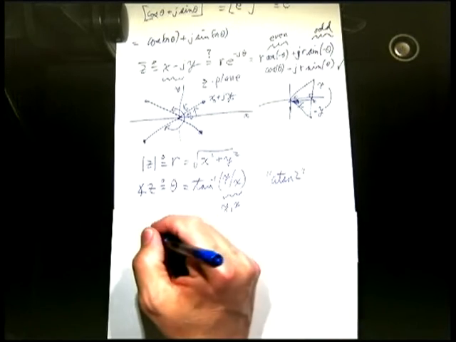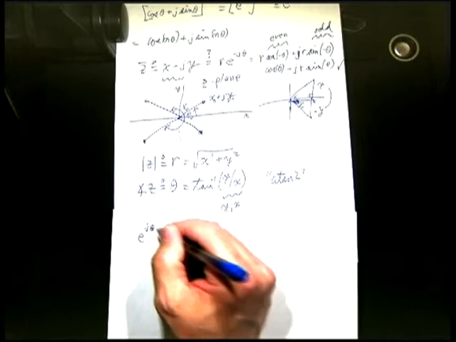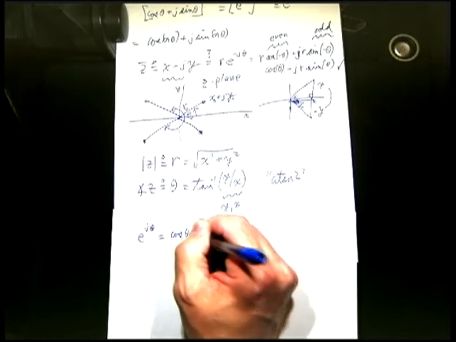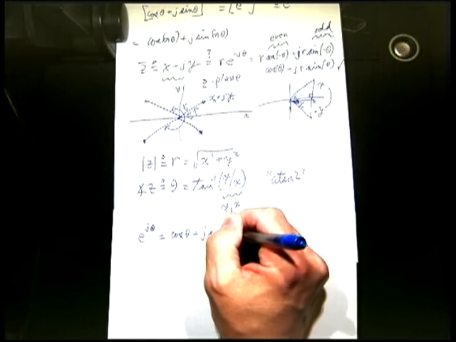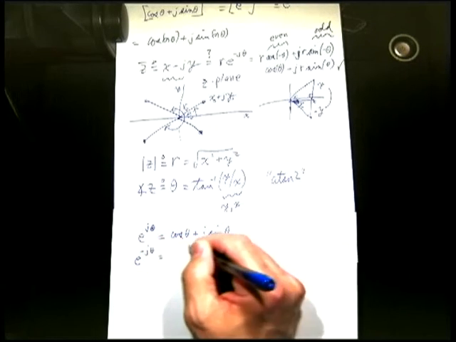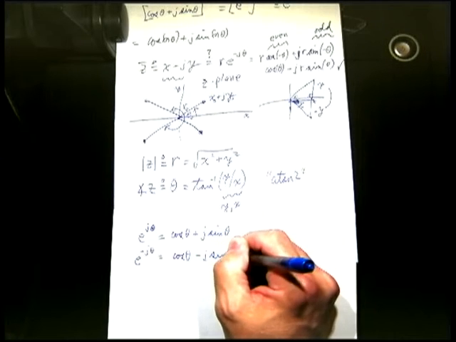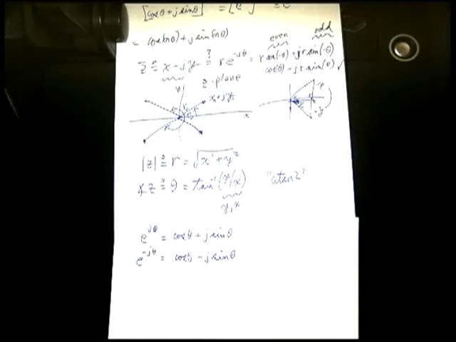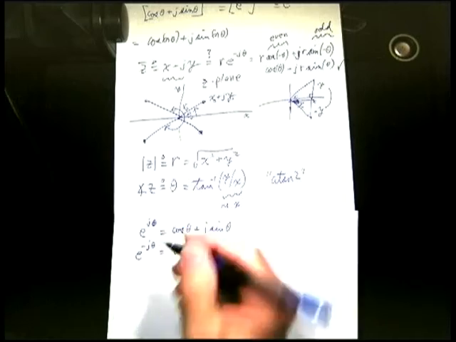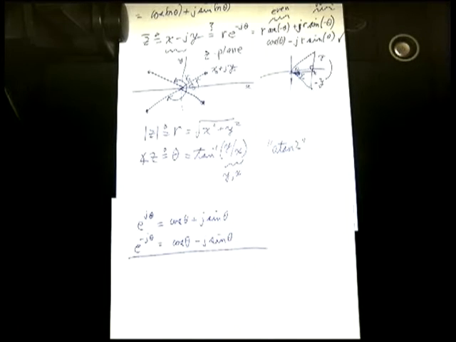So we know that e to the j theta equals cosine theta plus j sine theta. And we also know that e to the minus j theta equals cosine theta minus j sine theta, because cosine is even and sine is odd. So this is just two uses of Euler's identity.